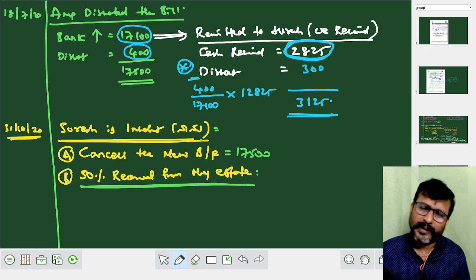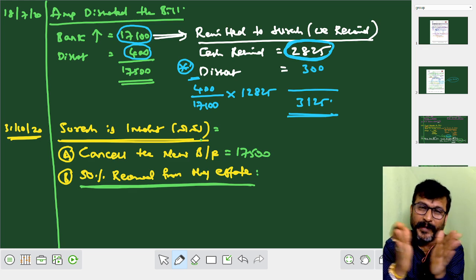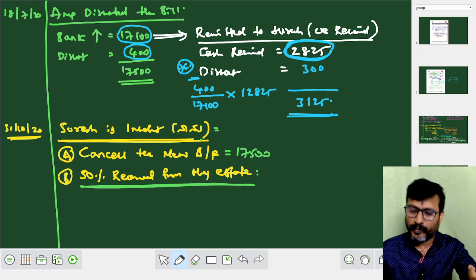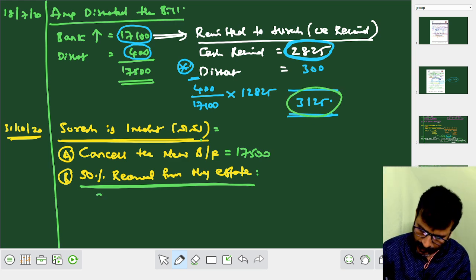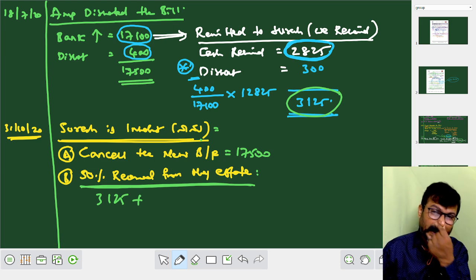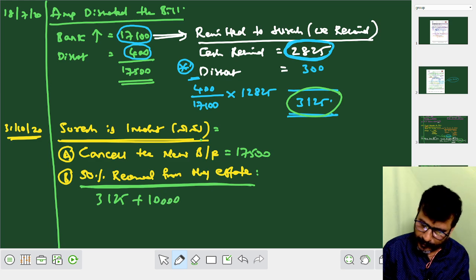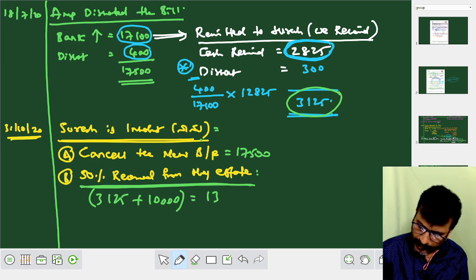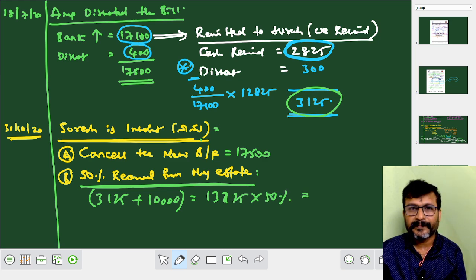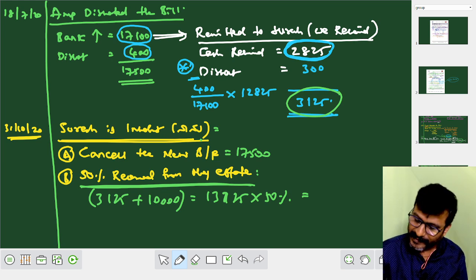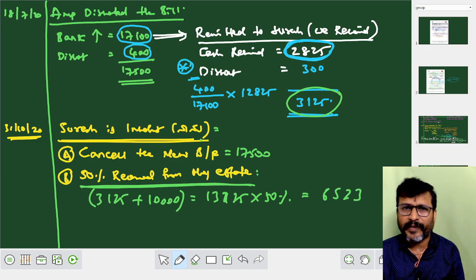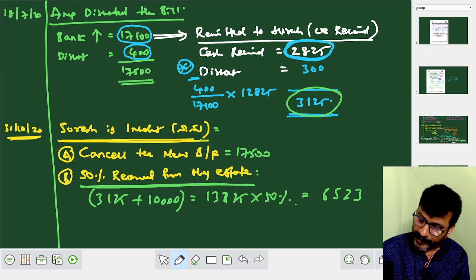How to work out this 50% recovered from my estate? I tell you how to work out. Because it is not a normal problem. It is a mutual accommodation. How to work out this amount due from Suresh to Anup? You take this 3,125 plus gap. How much gap? Gap is 10,000. Put together 13,125. Here we have to take 50%. That 50% amount comes to rupees 6,562.5. You take 6,563.